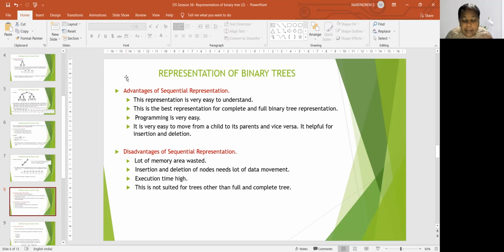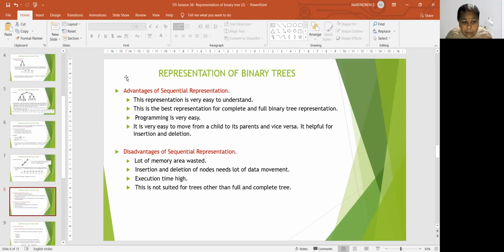It's helpful for insertion and deletion. Another two operations we are going to discuss in the next class. So these two operations are very easy in the sequential representation. Usually, this is very easy to understand. There are no complicated methods because arrays are a very easy concept we have already studied, and it is made in a sequential representation, so there is no confusion in these arrays also.